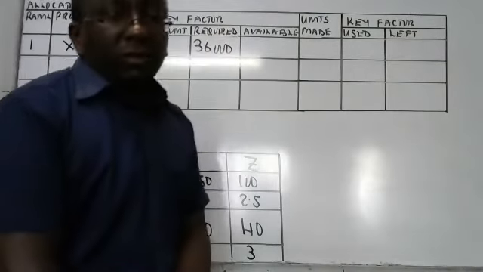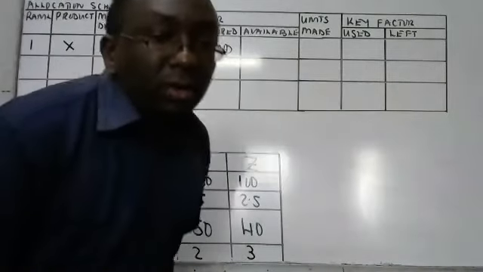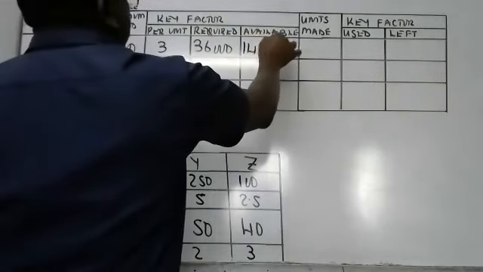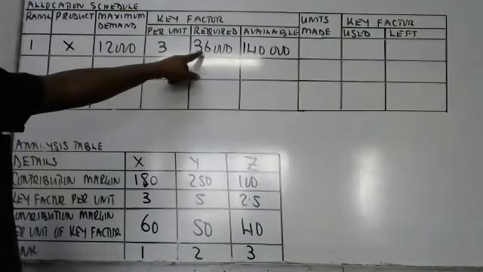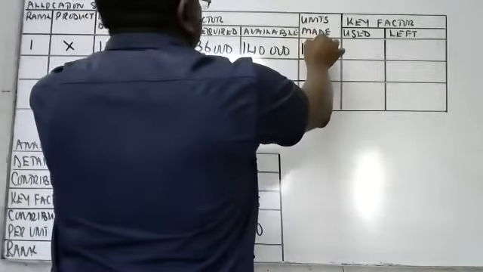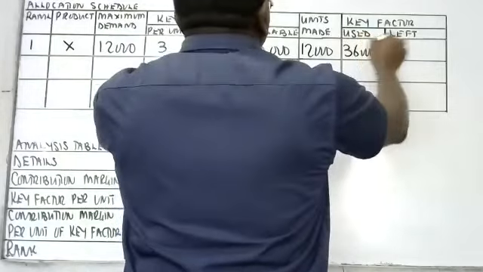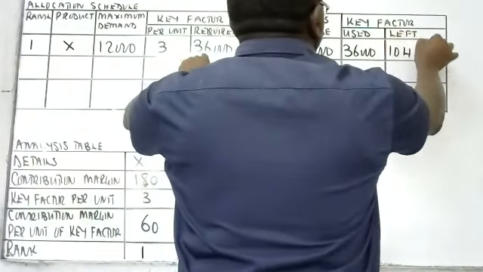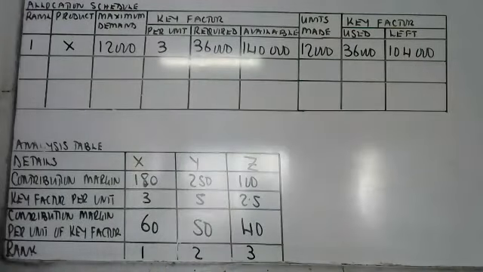Is it 176 or 140? Hiyo table tulikuwa tumechora. Okay, 140. So I think 140,000. So if it is 140,000 and we require that seats, then we can afford to make all the 12,000 so that we're tumetumia 36,000 and you are therefore left with one with 4,000 hours.